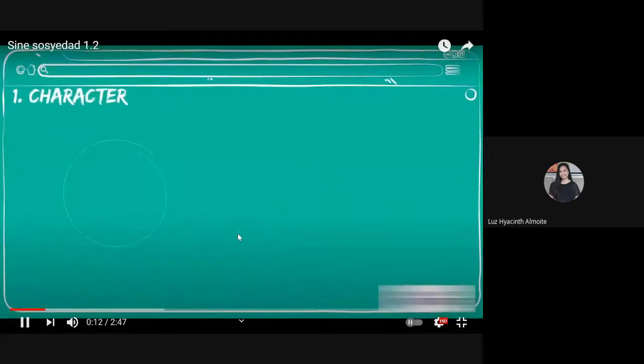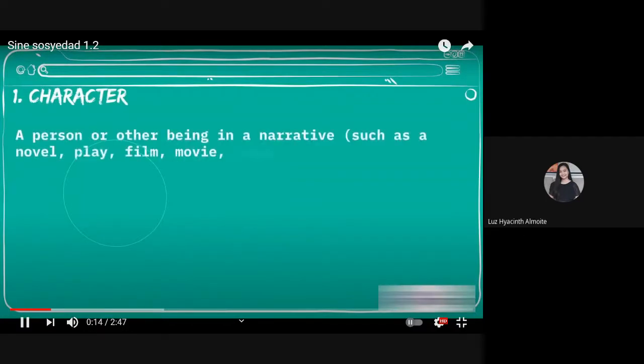So what are the elements of a film? First is the character. It is the person or other being in a narrative, such as a novel, play, film, movie, or video game. The character may be entirely fictional or based on a real life person, in which case the distinction of a fictional versus real character may be made.